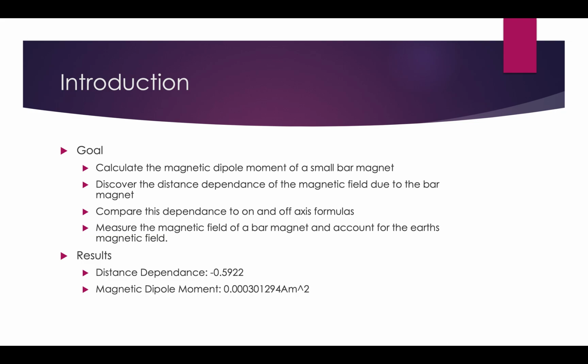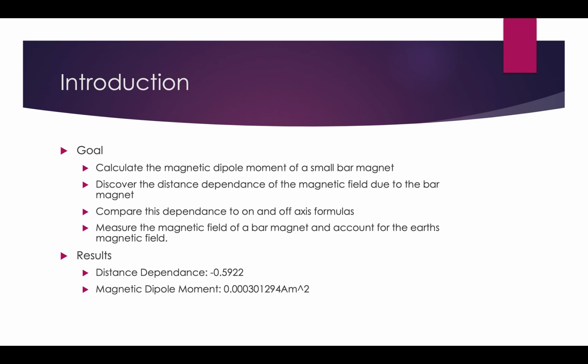The main goal of this experiment is to calculate the magnetic dipole moment of a small bar magnet. In addition to this, we were also trying to discover the distance dependence of the magnetic field due to the bar magnet. We're also trying to compare this dependence to an off-axis formula and measure the magnetic field of a bar magnet and account for the Earth's magnetic field, which is really important. The results are shown below.